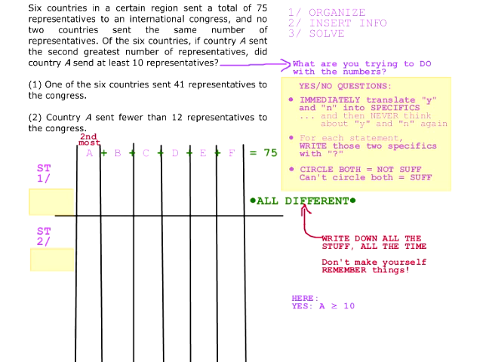A yes here means that A is 10 or more. A no means that A is 9 or less. So let's just write those here. Can I make A greater than or equal to 10? Can I make it less than or equal to 9? Same thing here.